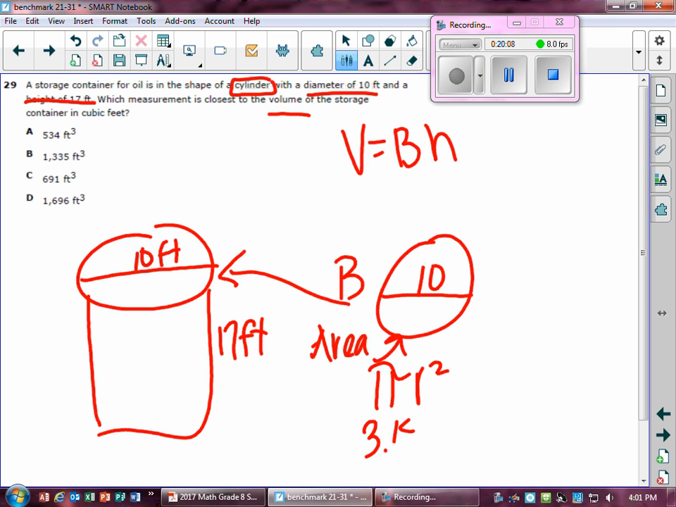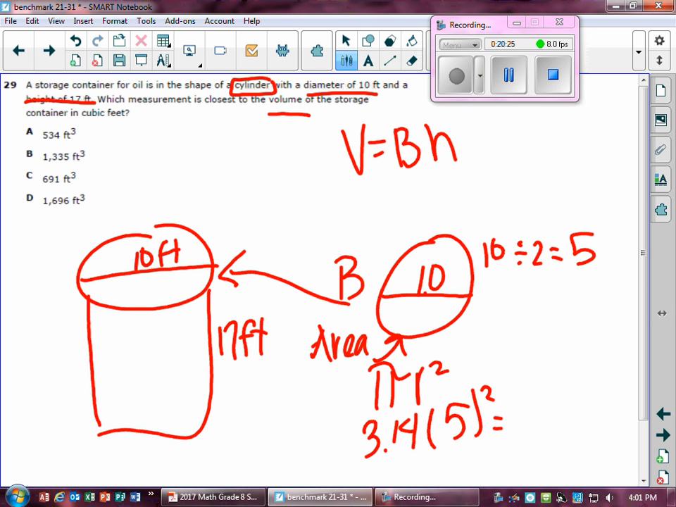Pi is 3.14 times our radius. Well, it gave me a diameter, so a radius is going to be half of the diameter. My diameter is 10. If I do 10 divided by 2, take half, it will be 5. So my radius is 5 squared.